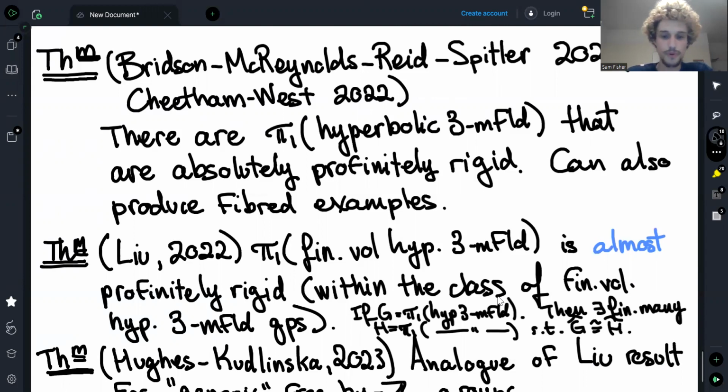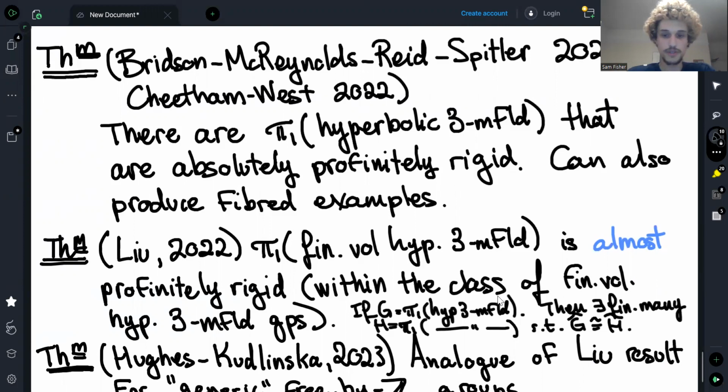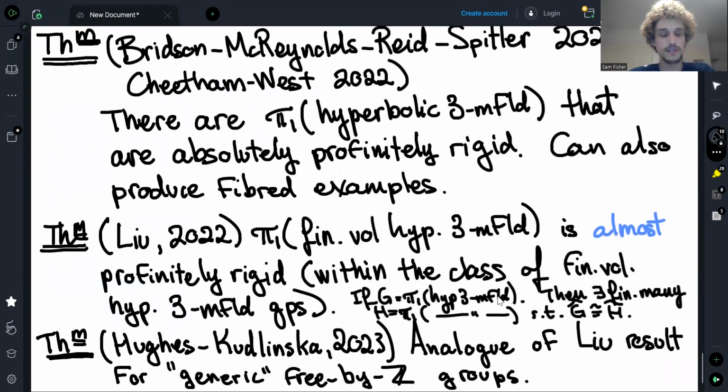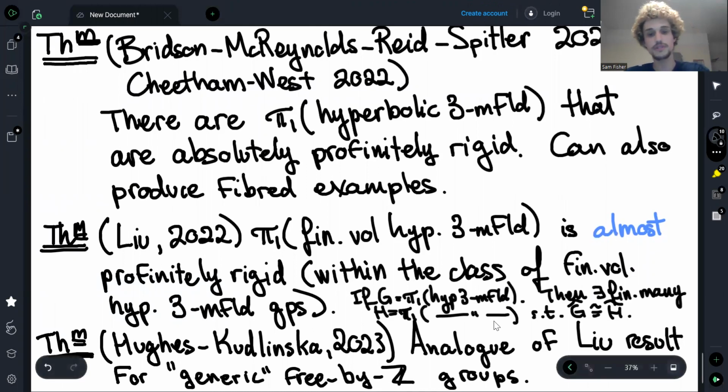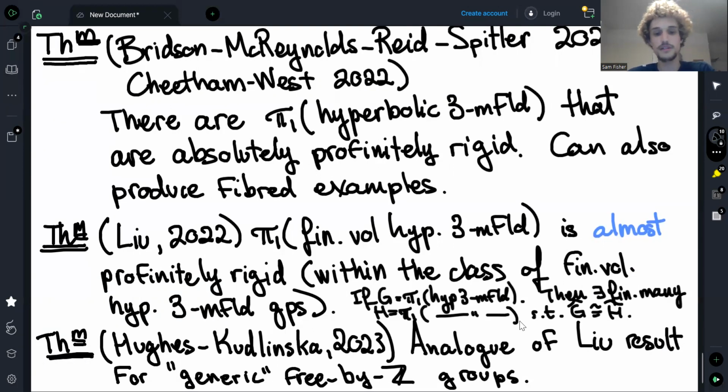So it's not quite profinite rigidity, even in the class of hyperbolic three-manifold groups. But it is the next best thing, which is that there are at most finitely many other hyperbolic three-manifold groups whose profinite completions are isomorphic to the one you started with. And the last result that I'll mention, which will be spoken about at the conference, is this theorem of Hughes and Kielak, recent results, who proved an analog of this Liu result for generic, I don't want to say what that means, three-manifold groups. So they have some almost profinite rigidity statement for most, in some sense, three-manifold groups. Yeah, and I think I'll stop there. So thanks.